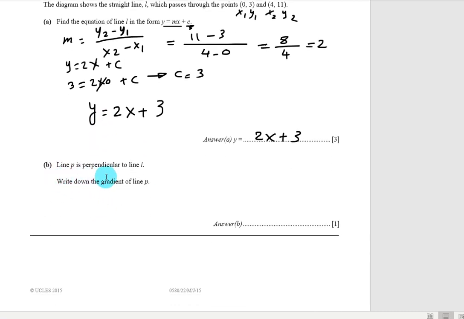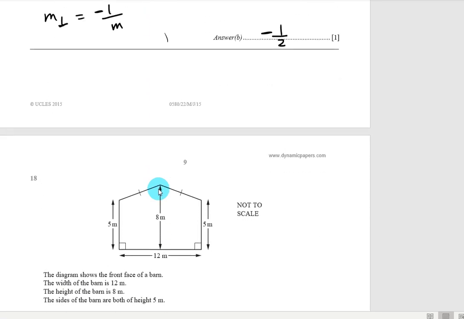Line B is perpendicular to line L. Write down the gradient of line B. So we need the gradient of line B. As you know, for any perpendicular line, the slope equals minus 1 over the m of the line. So the perpendicular slope is minus 1 over 2, because the slope m here is equal to 2. So minus half.